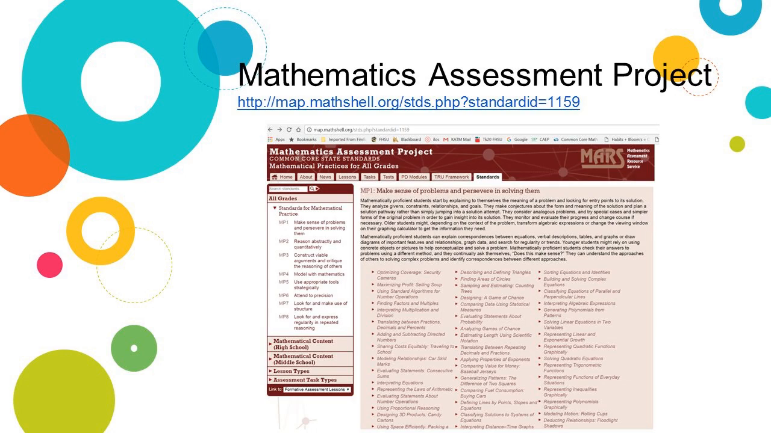Another great site that I found was the Mathematics Assessment Project at map.mathshell.org. There are many tasks here that relate to multiple standards, and a lot of these are at the high school level and middle school level, but I did find it seemed like more at the high school level. And when you click on one, like the first one, optimizing coverage, that could relate to practice number 1, number 4, number 6, and number 8. So I would encourage you to look at that site as well.